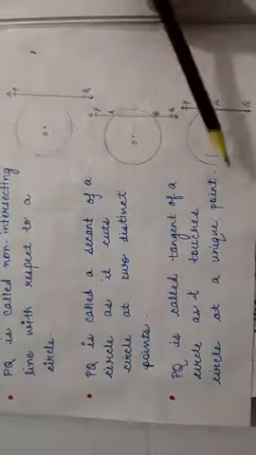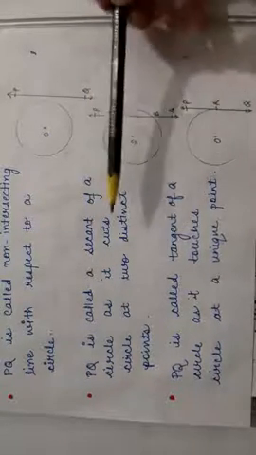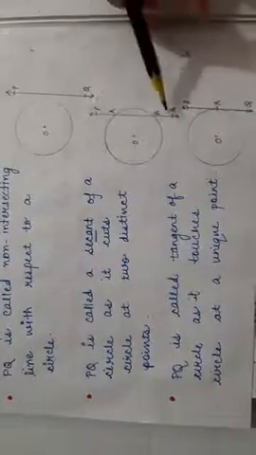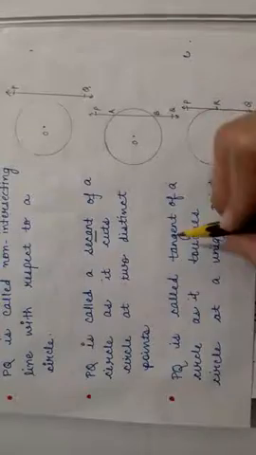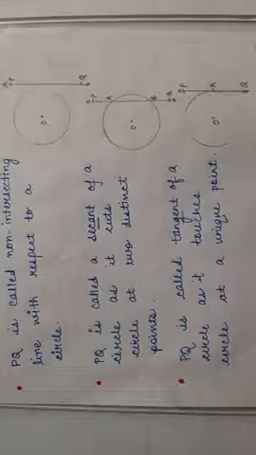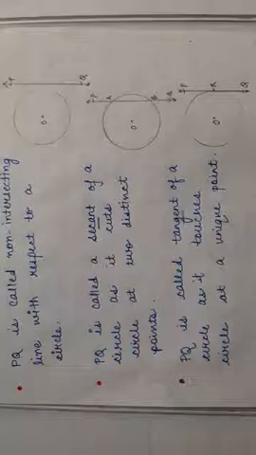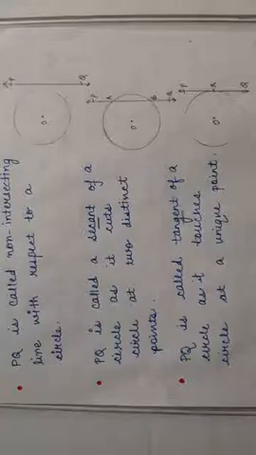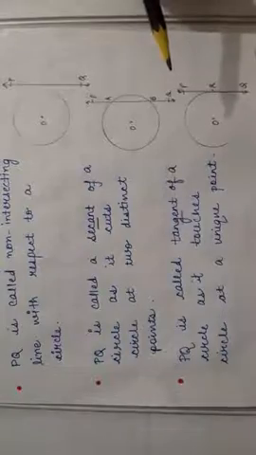So in these three cases wherein the line intersects the circle at 2 points, then that line is called secant. I've mentioned it over here. A line which intersects the circle at two distinct points is called secant. And a line which touches the circle at a unique point is called tangent of the circle. So from these three situations, we come to know two new terms. First one is secant, that is a line intersecting the circle at 2 points. And the second term is tangent, which is a line intersecting a circle at a unique point. So these two are of utmost importance to us now.